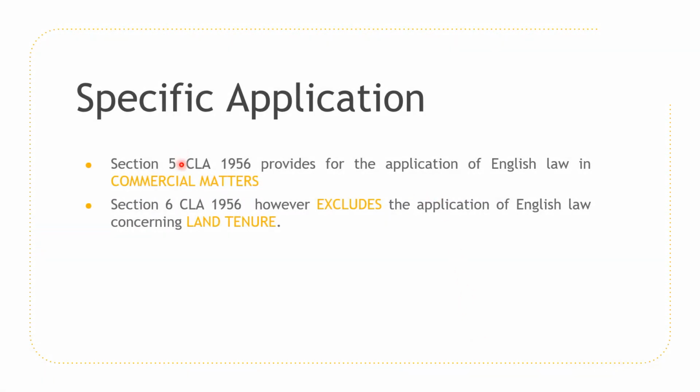Section 5 of the Civil Law Act provides English law application in commercial matters such as banking, partnership, insurance, and many more. The exclusion of English law is stated in Section 6, where it excludes the application on matters concerning land tenure. This is because the local legislation incorporated the Torrens system, an Australian system of land administration.